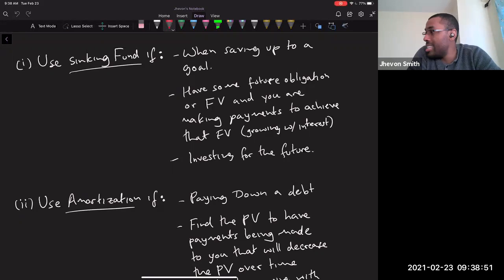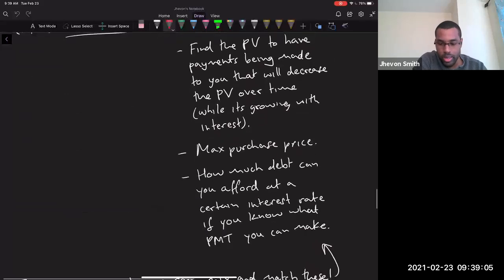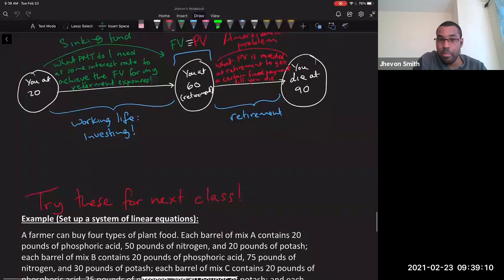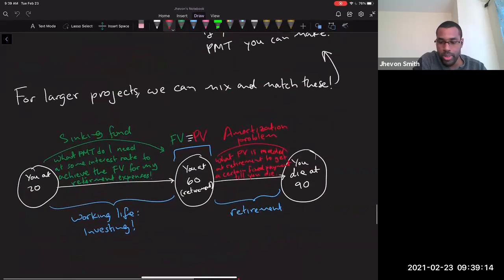If you have a debt you want to pay down, like a car loan or a mortgage, or you want to buy something and you know what payments you can make, but now you want to know what size loan you can get so that you can use those payments to pay down the loan, use the amortization formula. Okay, so that was that, right? Of course, these things can be mixed and matched in general, and we spoke about that as well. And that sort of ended our discussion on financial math, which is the very basics.